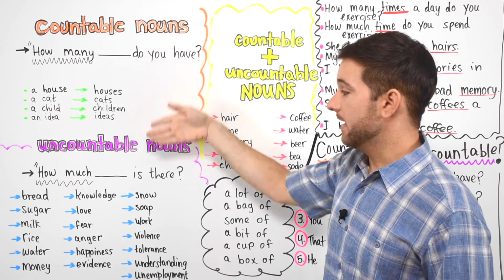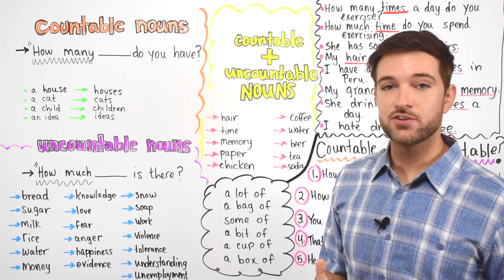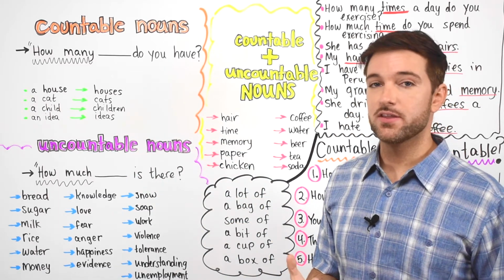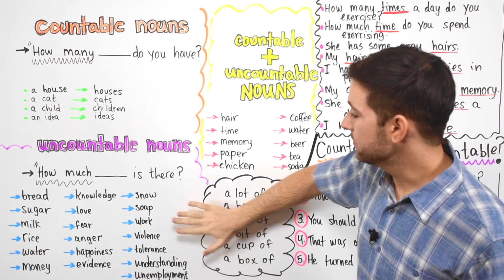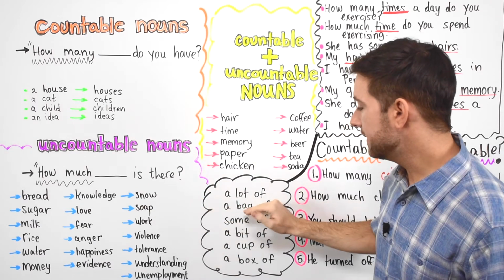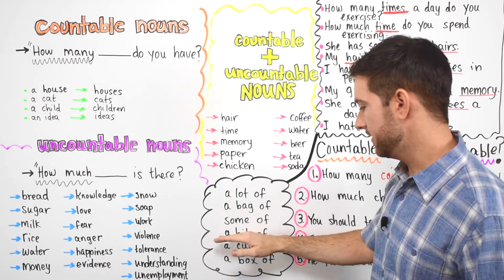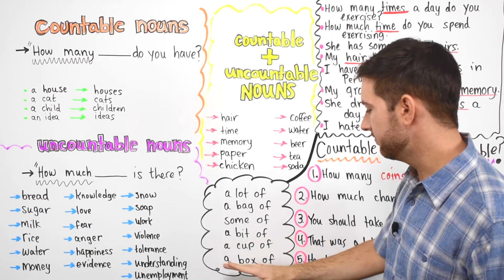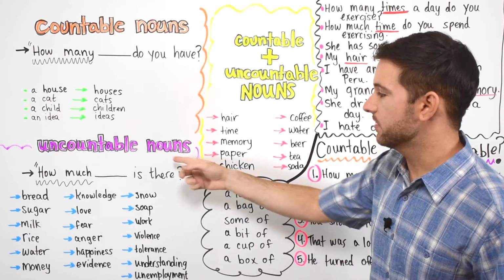Because they're countable and uncountable, you have to learn these. There are some useful word expressions that can be used with uncountable nouns as well. So these ones right here can be used here. A lot of, you know these. A bag of, right? Some of, a bit of, a cup of, a box of. So these ones can be used with uncountable nouns.